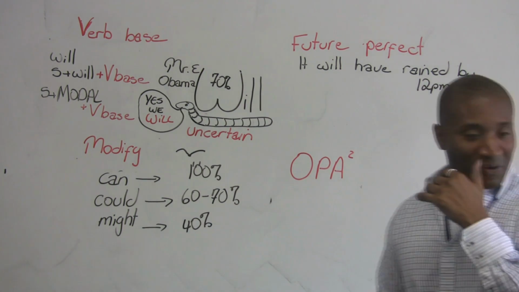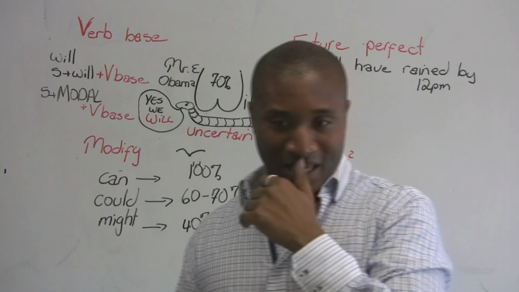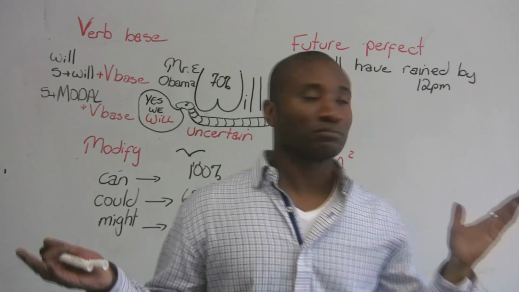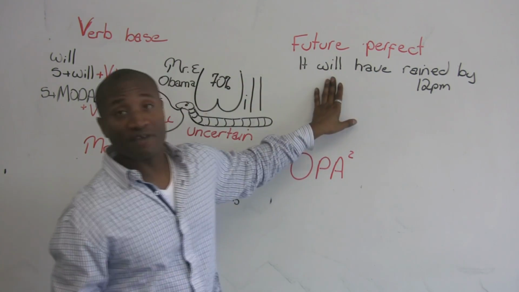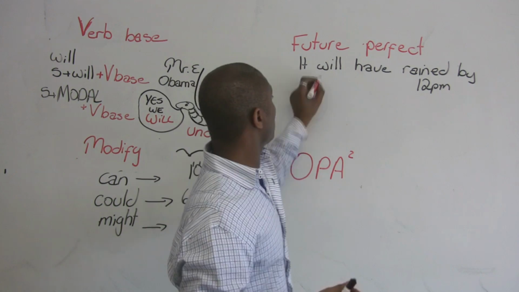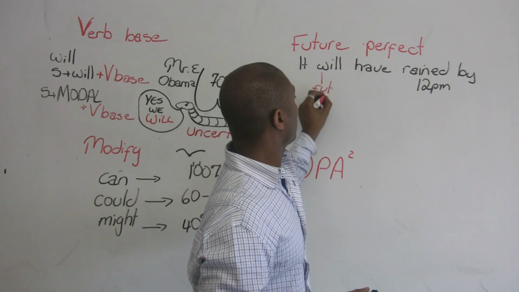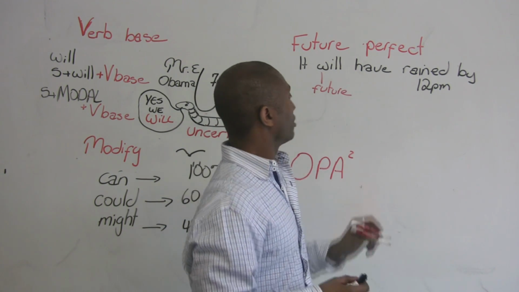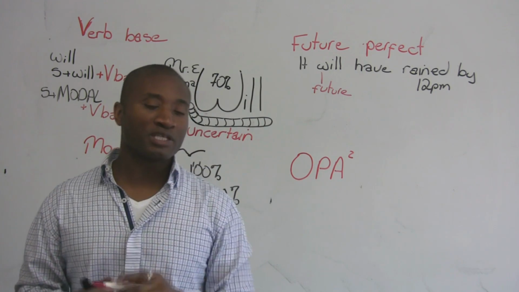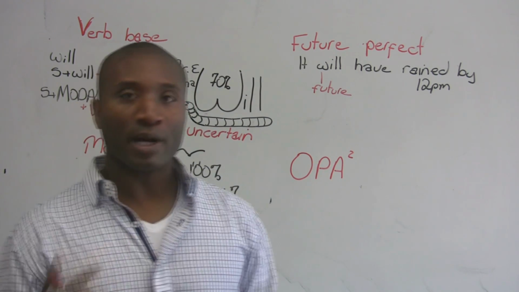Okay, it will have rained by 12 p.m. What does that mean? It's not raining right now. It is not raining right now because I have a future word right here. So I know it's the future. Okay? By 12 p.m. tells me something will be completed by 12 p.m.